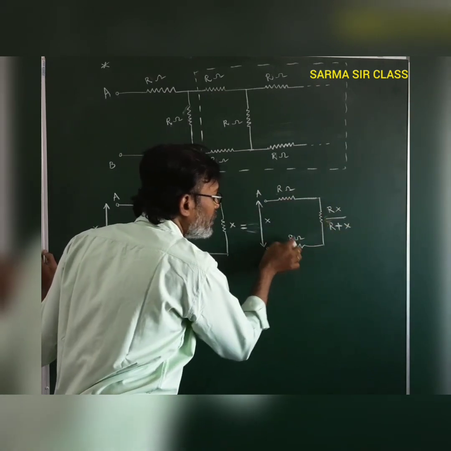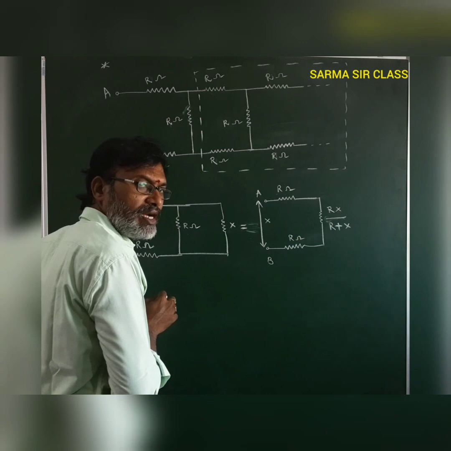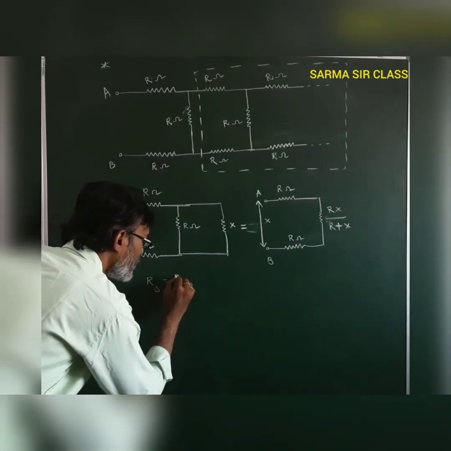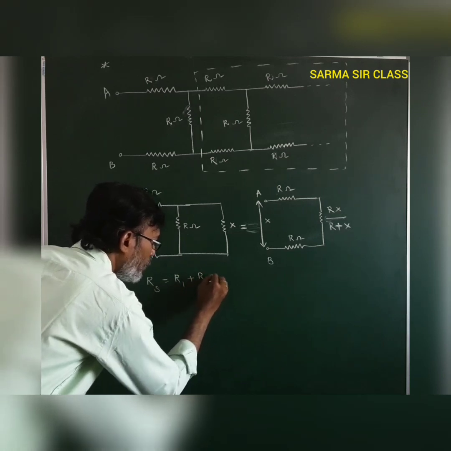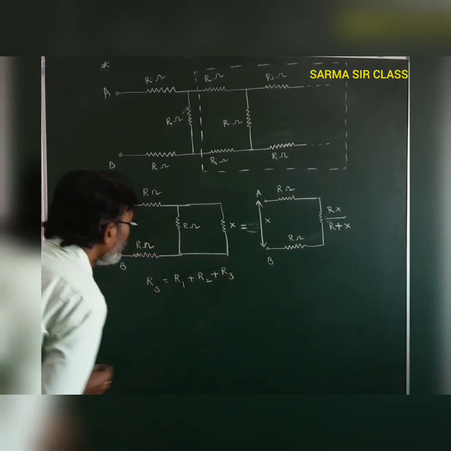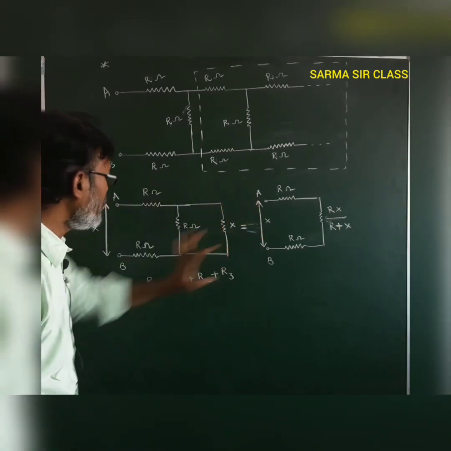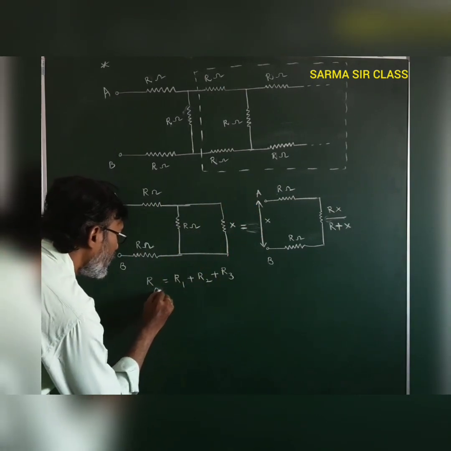These 3 are in series. Now the equivalent resistance is, how come? Rs is equal to the series resistances R1 plus R2 plus R3. So here we are taking the concept as Rs. What is the equivalent resistance? RAB. That itself is RAB.